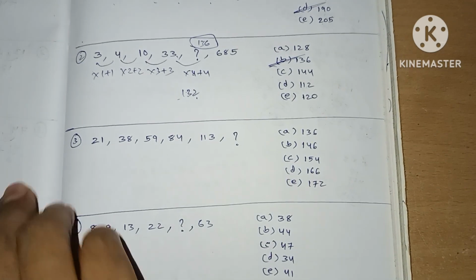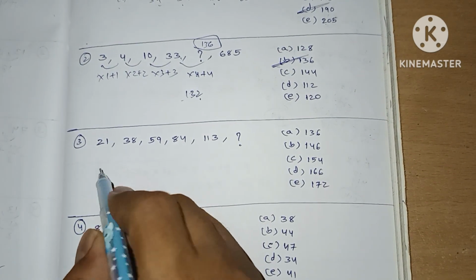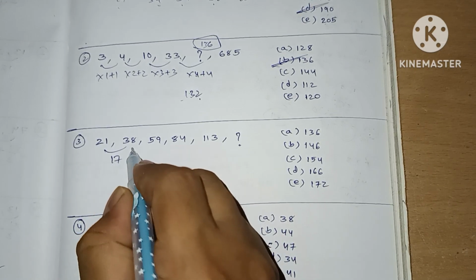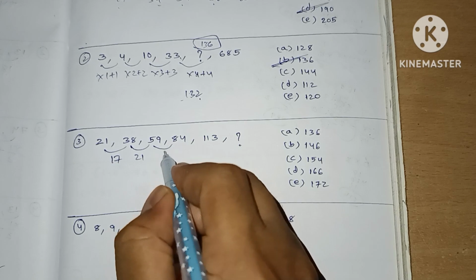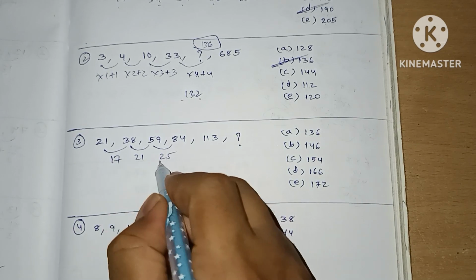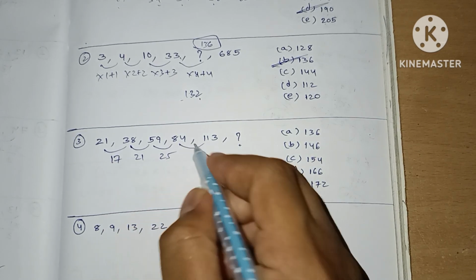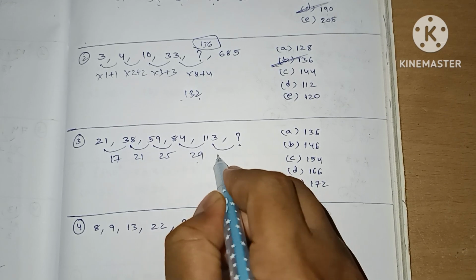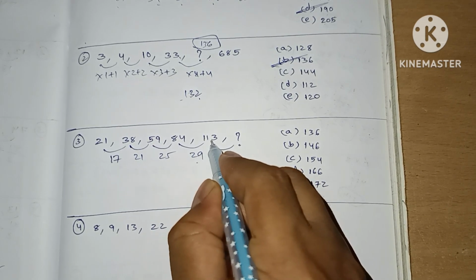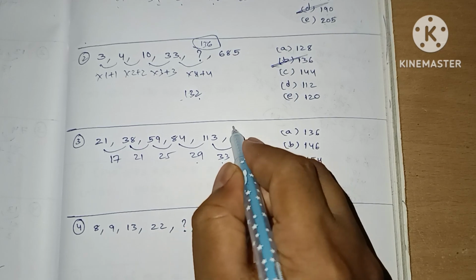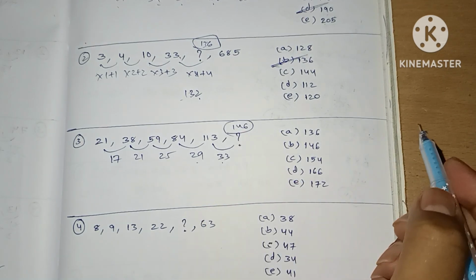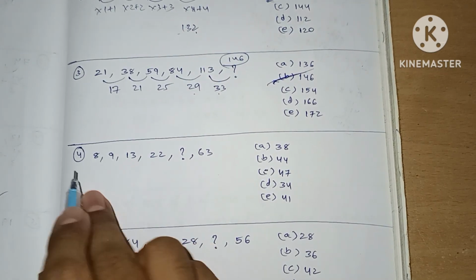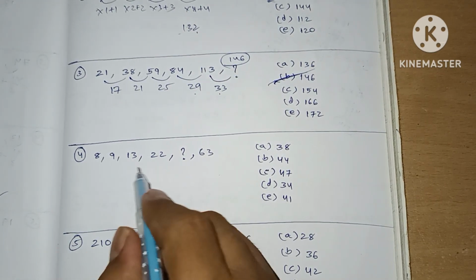Next we are going to see question number 3. Here these numbers are slightly varying, so we'll go with the differences. 17, 21, 25, gap of 4 in each number. Next one must be 29. Yes, next one must be plus 4, which will be 33. 113 plus 33 will be 146. So answer will be 146. Option B.